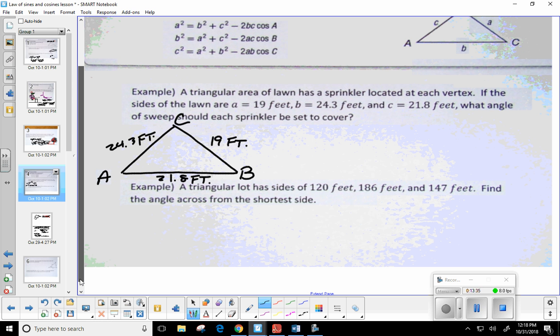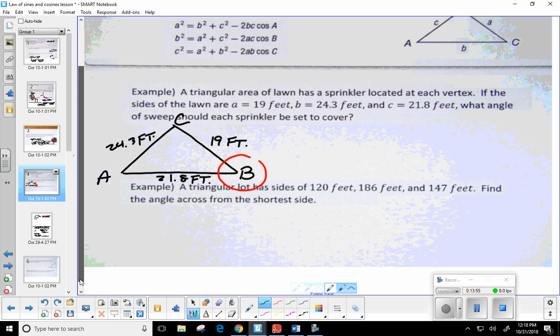Always, always start with the largest angle, and you should be perfectly fine. Now, we don't know any of the angles, so how do I know which one would be the largest? There you go. We remember from geometry, the largest angle is going to be opposite the largest side. So I'd want to start by finding B.